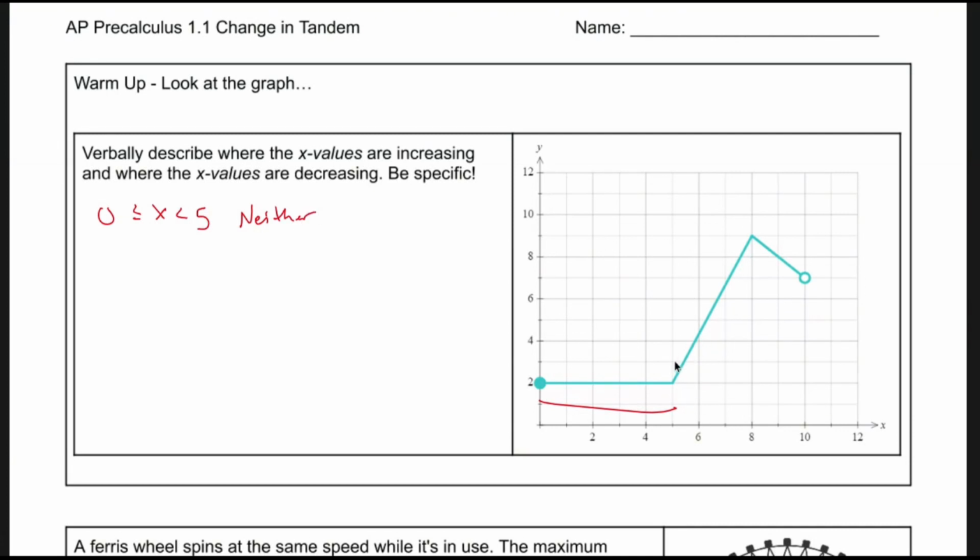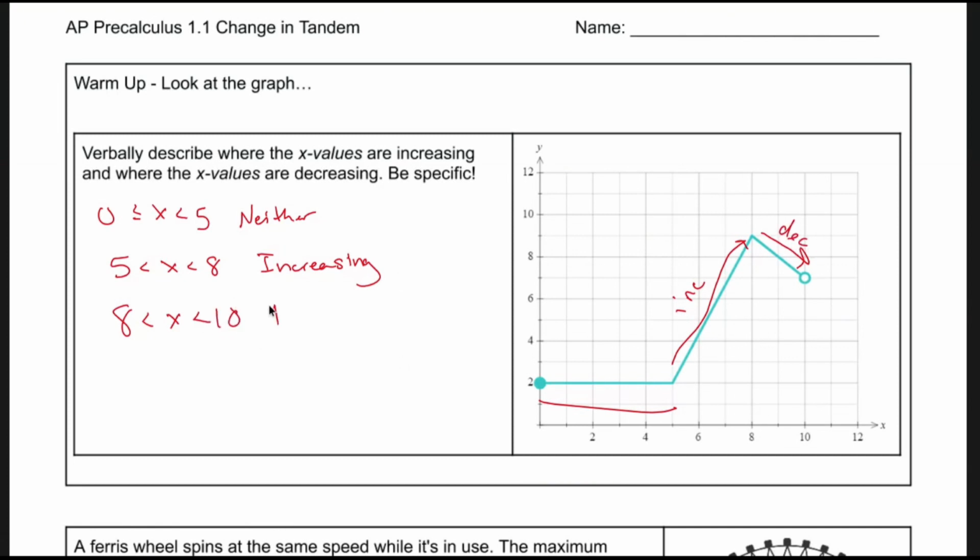Now it looks like from 5 on to 8. So I will say 5 but not include it because I can't prove anything, and I will say 8 but not include that because I can't prove anything. It looks like we're increasing, so I'm going to write out increasing for that one. Now between 8 and 10, definitely not including 8 and definitely not including 10, I am decreasing.